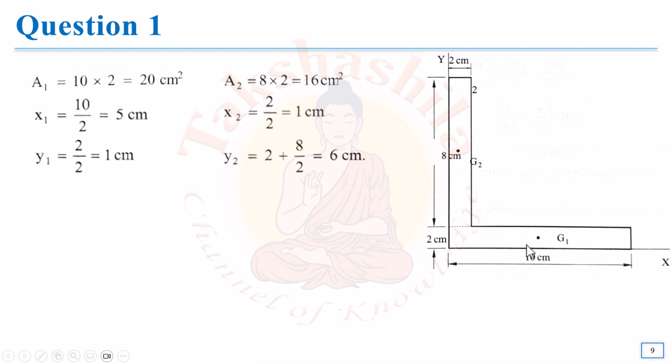Similarly, what will be y1 and y2? In this case, total height divided by 2, that is 2 by 2, 1. So we have written it here. In this case, what will be y1? And please be careful.